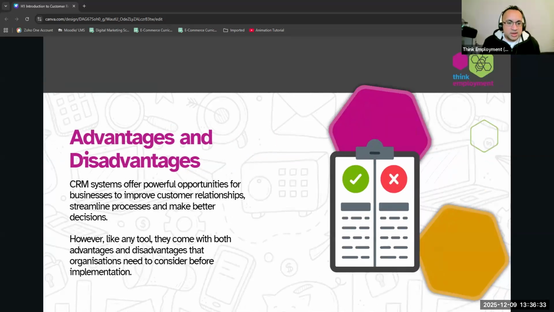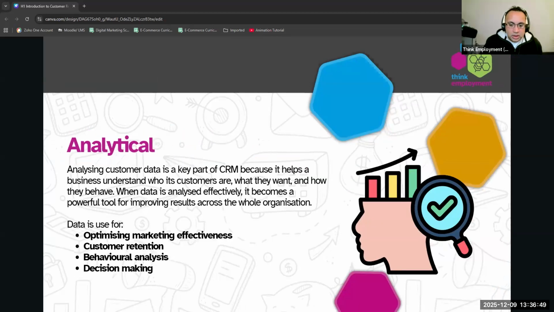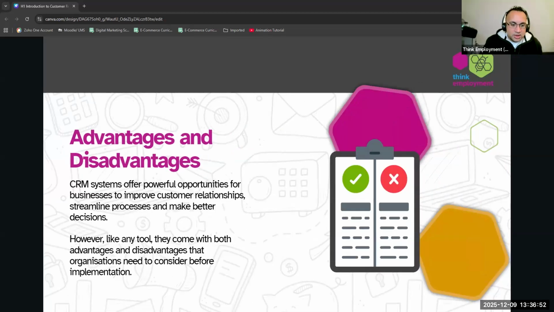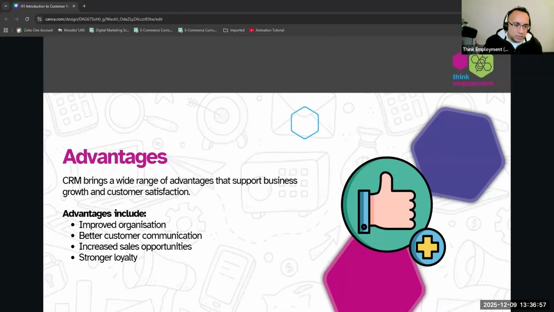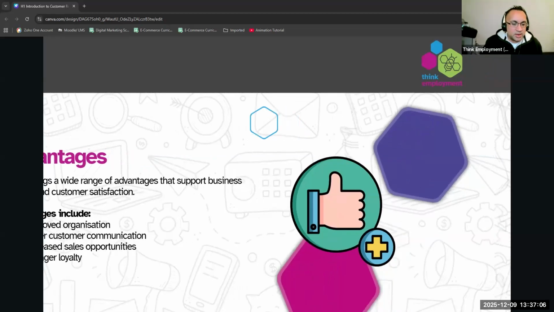Advantages and disadvantages. CRM systems offer powerful opportunities for businesses to improve customer relationships, streamline processes, and make better decisions. That is the advantage. However, like any tool, it comes with both advantages and disadvantages, and we need to consider that. So when we're looking at advantages, obviously, we talked about a few of them: improved organization, better customer communication, increased sales opportunities, and strong loyalty. This is something that we can focus on by providing that personalized experience.